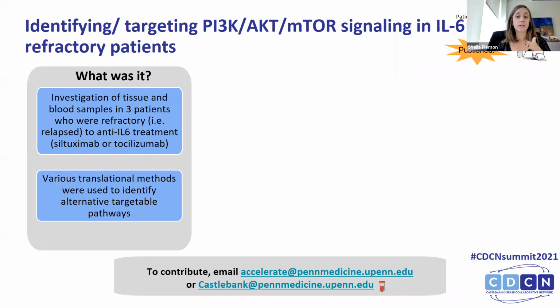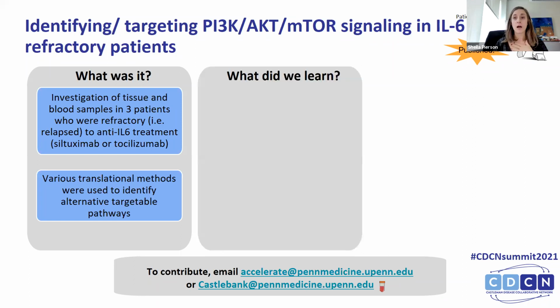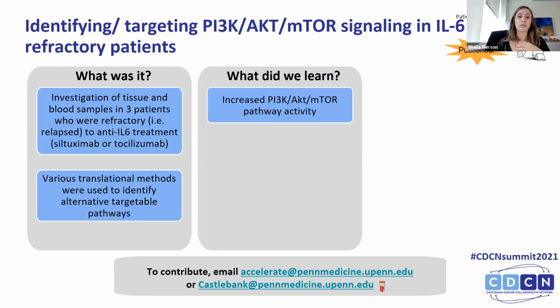So we looked at cytokines, those inflammatory proteins. We looked at proteins in the serum of your blood. We did flow cytometry to help to characterize and define different cell populations. And what we learned is that there is increased PI3 kinase AKT mTOR pathway activation. And so this is an intracellular signaling pathway, and it's important in a lot of different cell functioning, and it's been implicated in different autoimmune and malignant disorders.